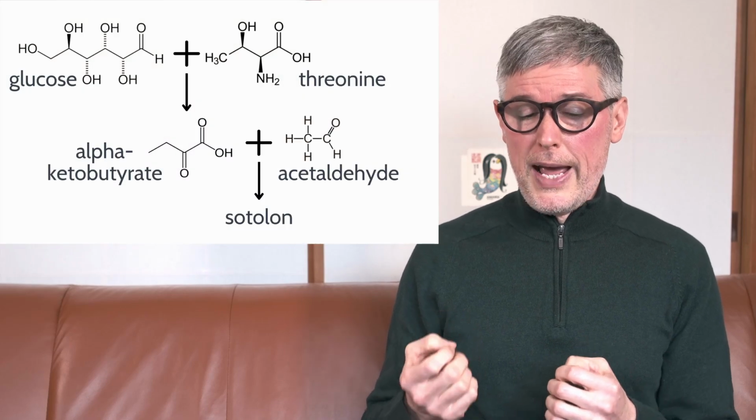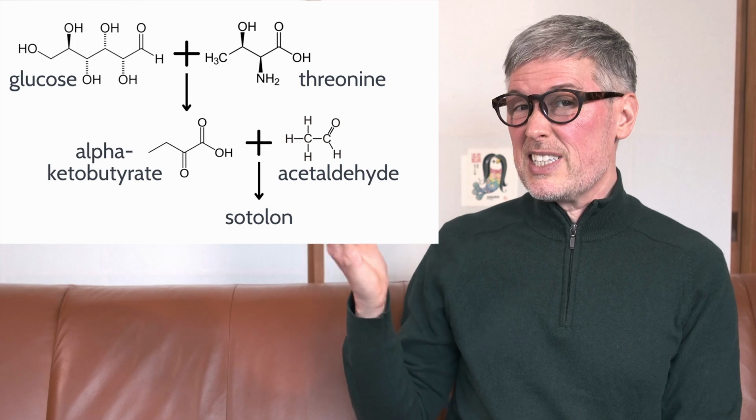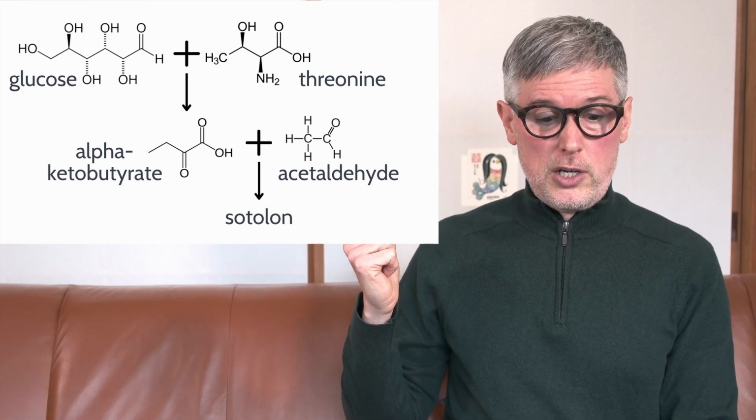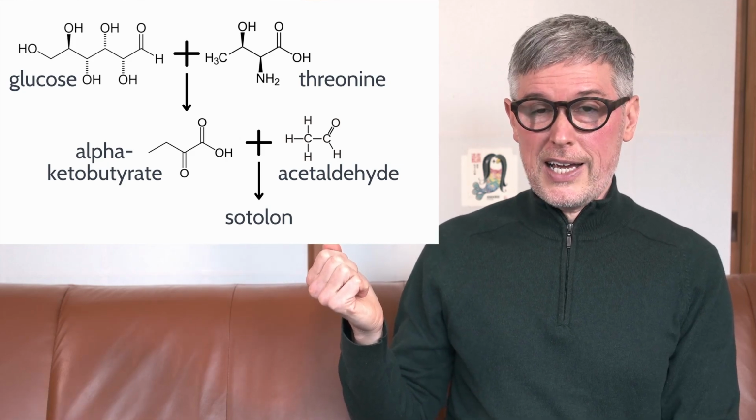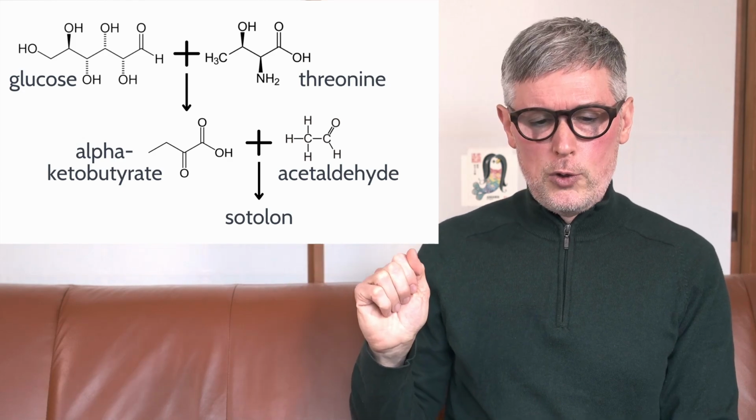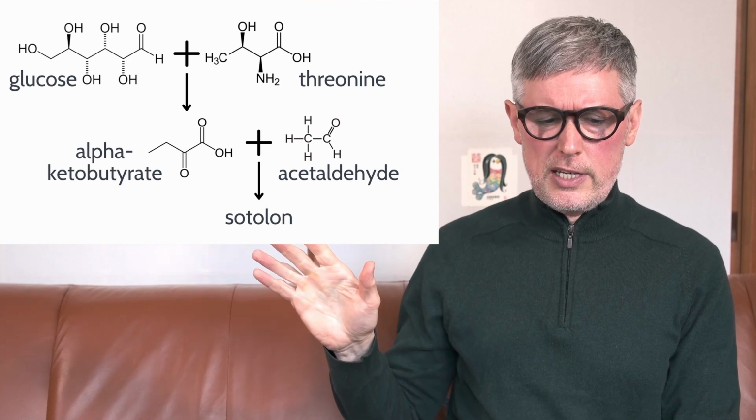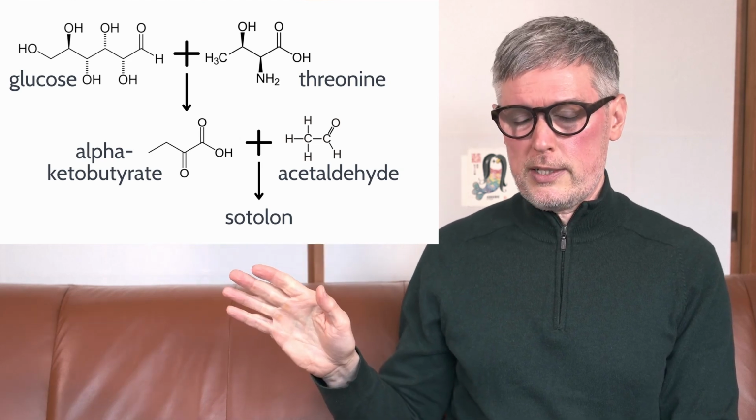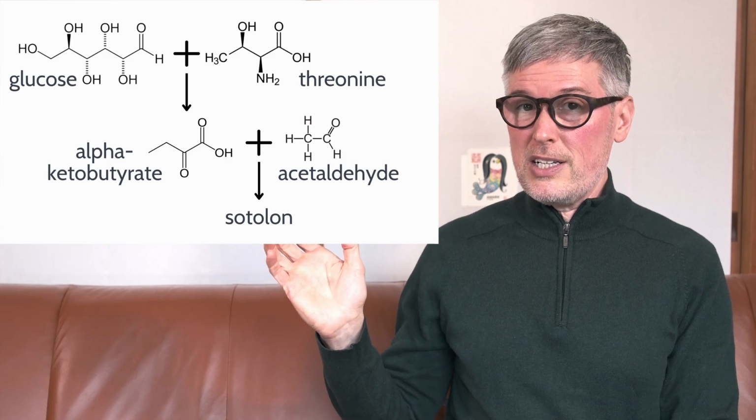But the proposed pathway one often sees is this. First, glucose or another sugar and the amino acid threonine or perhaps serine react in a number of stages to give alpha-ketobutyrate. This then reacts with acetaldehyde present to yield sotolon. So obviously higher concentrations of sugars and amino acids will promote sotolon formation, which is why we see more of it in sweeter and richer sake.